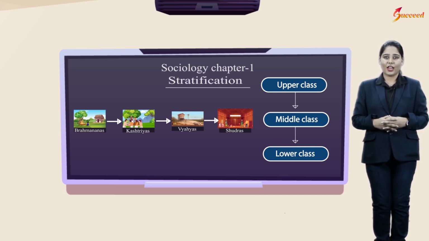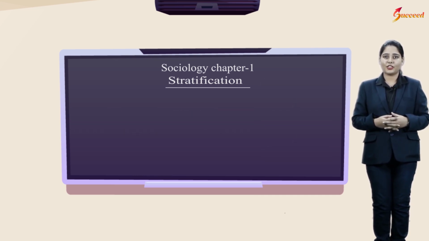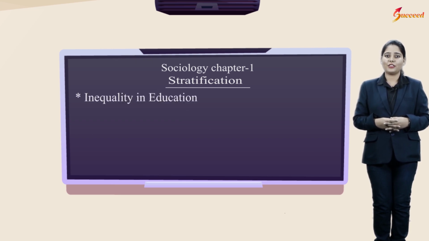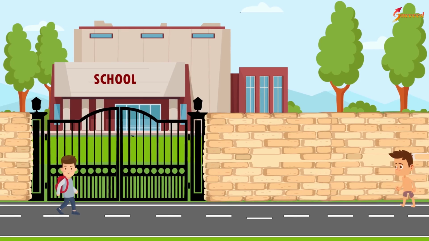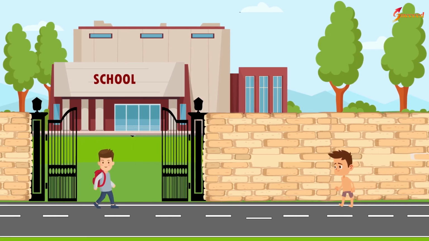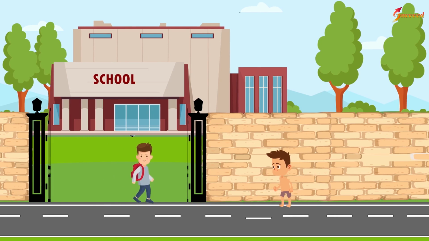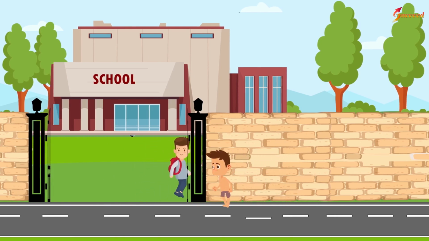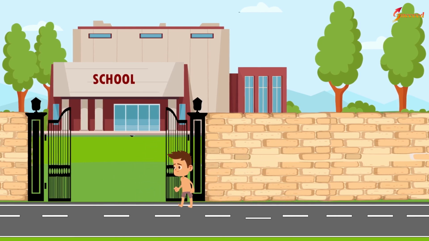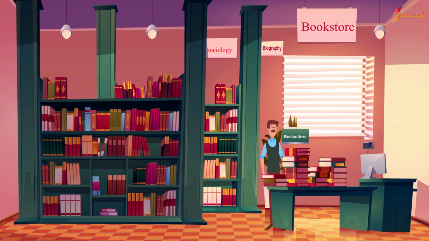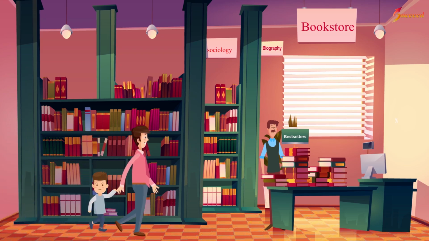Okay. So now, the next topic which we are going to study is inequality in education. Let me explain this concept with the help of an example. Raju belongs to a rich family. He goes to school every day. His parents have enough money to buy all important items for his education.